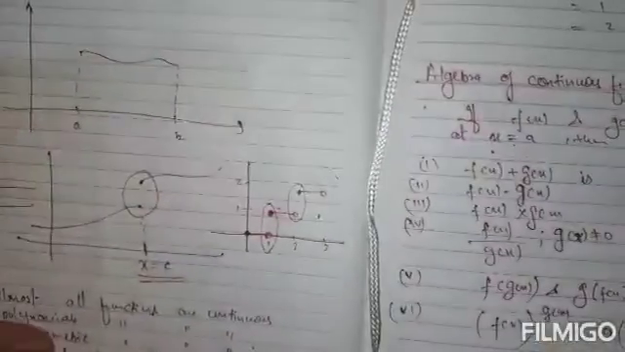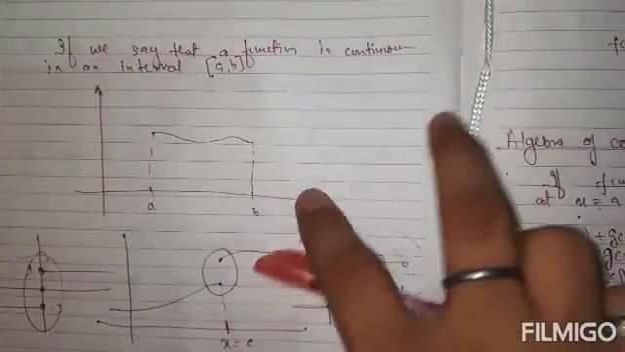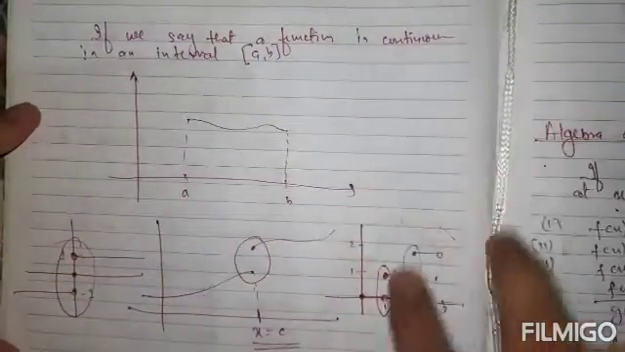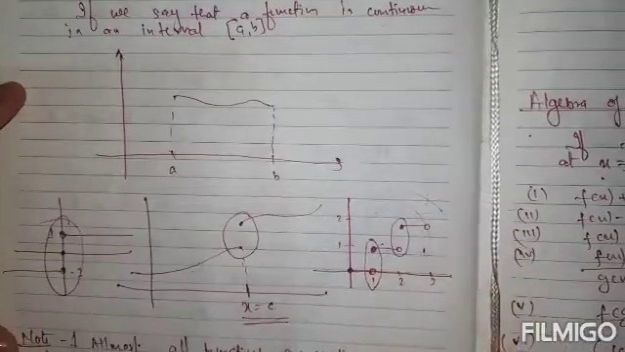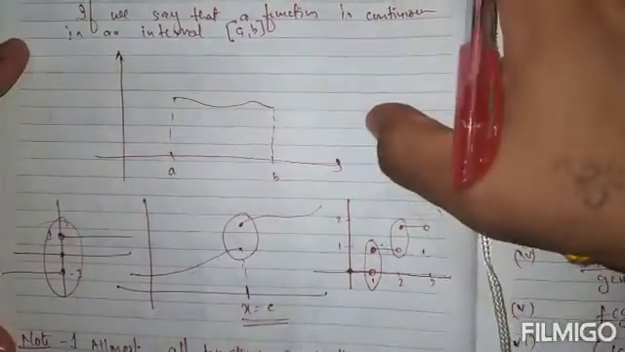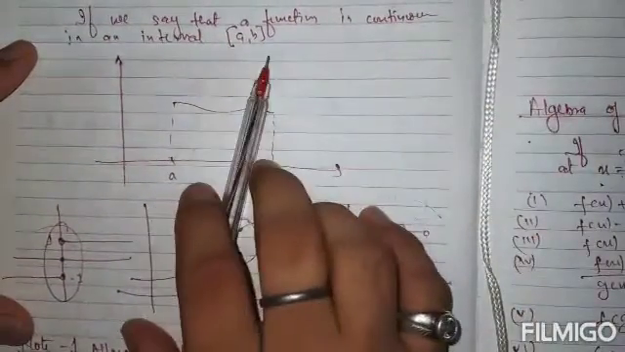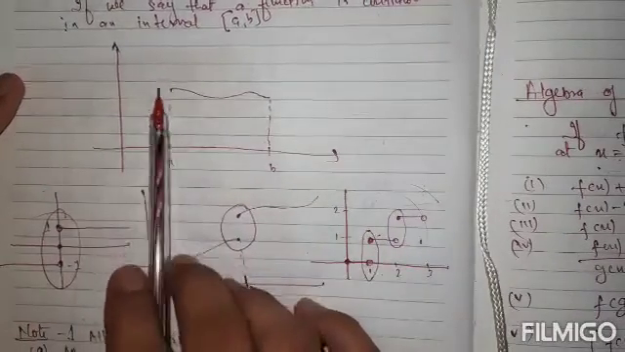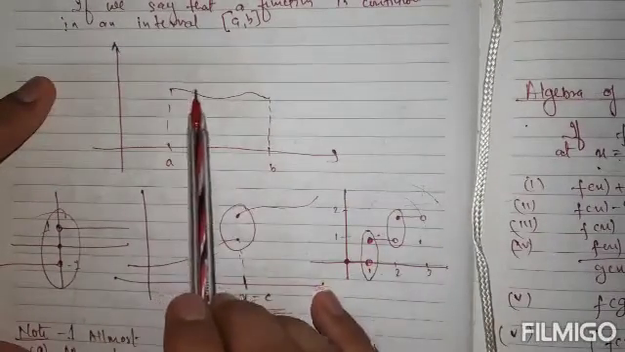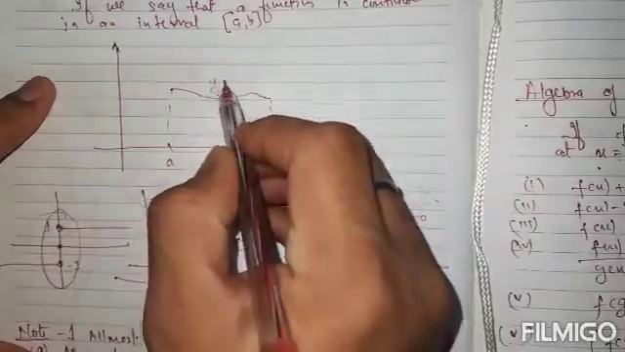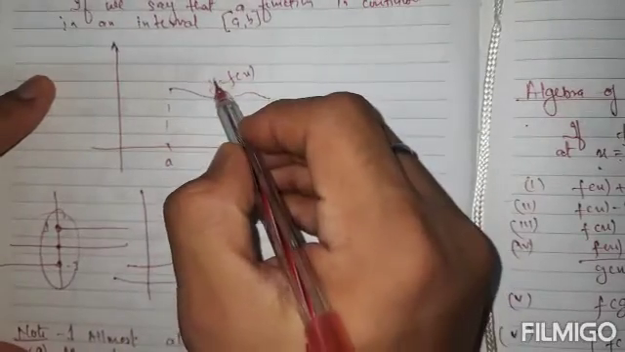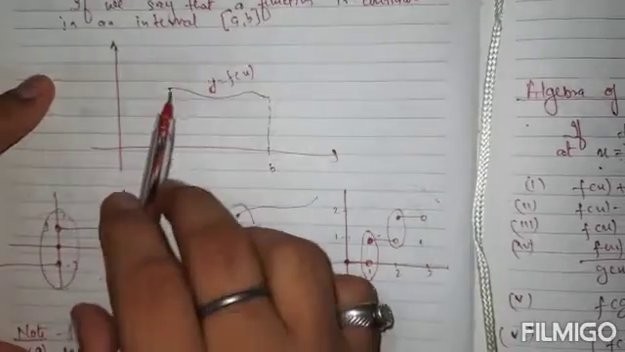Now moving ahead, let us come to the geometrical meaning of continuity. See here, what is the geometrical meaning of continuity? What does it mean if we say that a function is continuous in an interval AB? It actually means that if this is the graph of any function y is equal to f(x), students, here you can see that this function is a smooth curve.